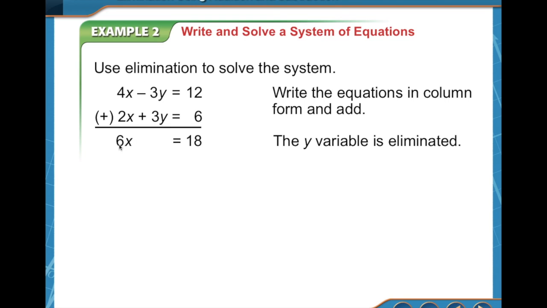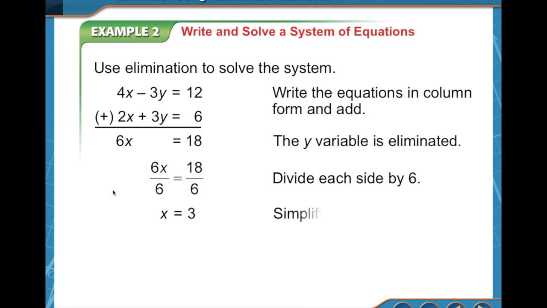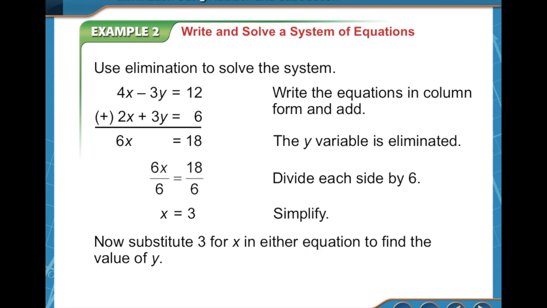Y's went away. So 6 times what number will give me 18? Well, with one more step, we can divide and confirm. X would equal 3. So hopefully that makes some sense to us. Now we're halfway done. If x is 3, we have to go back, plug that into either the first or second equation, and find out what y must be if x is indeed 3. So we'll substitute in that 3 value on either equation.